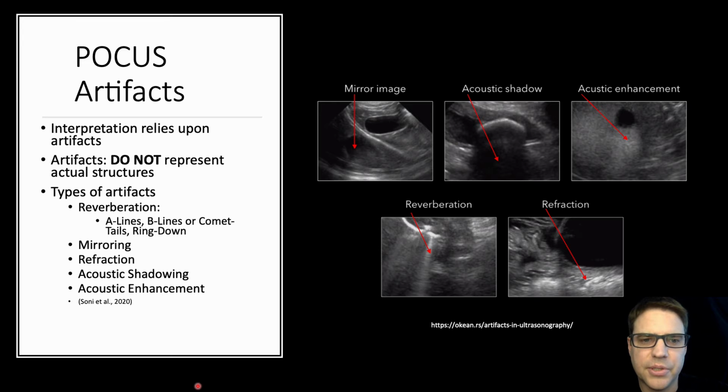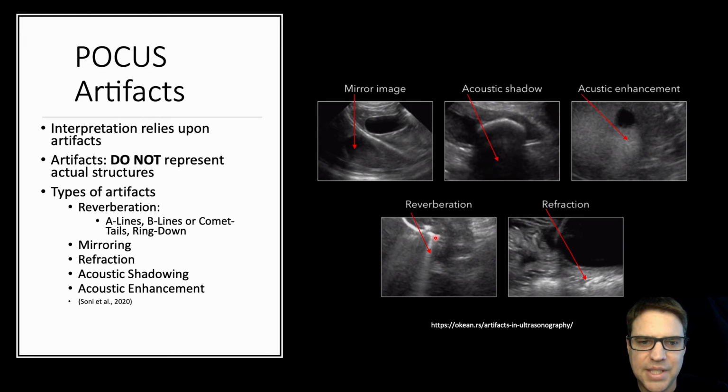As you can see over here on this picture, I've got samples of several of these artifacts. Mirror artifact is when sound waves move through and reflect almost a duplicate image that's not actually there, but it produces a mirror artifact. Acoustic shadowing: sound waves hit this dense hyperechoic tissue, creating shadows below, kind of like what bones would do. Acoustic enhancement: sound waves travel down, reach the spot of anechoic fluid where sound waves travel through quite well and produce this enhanced region below.